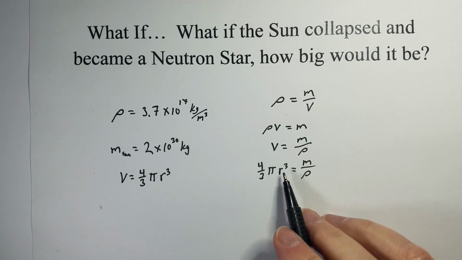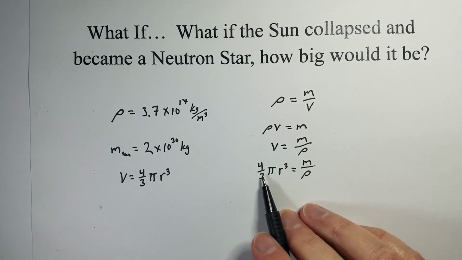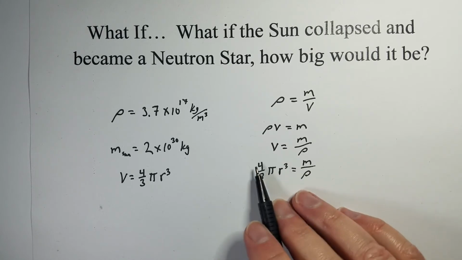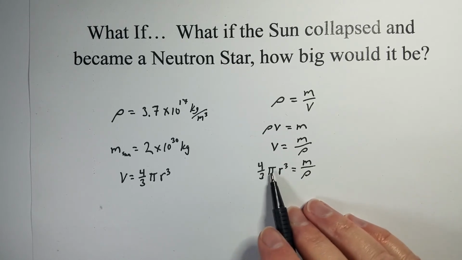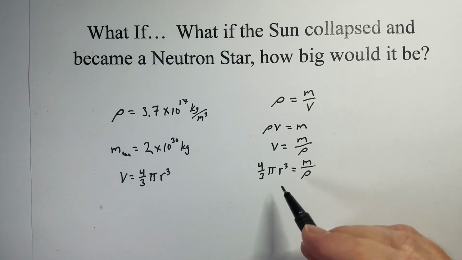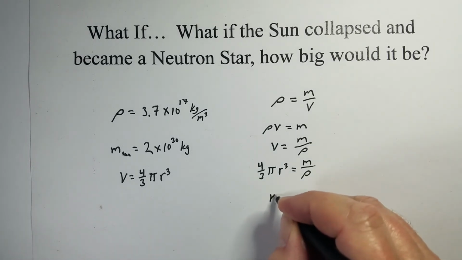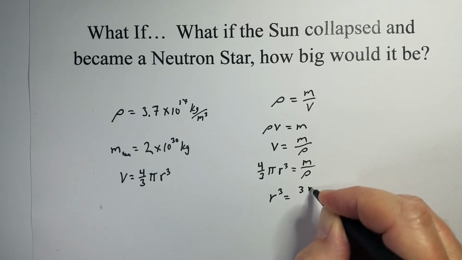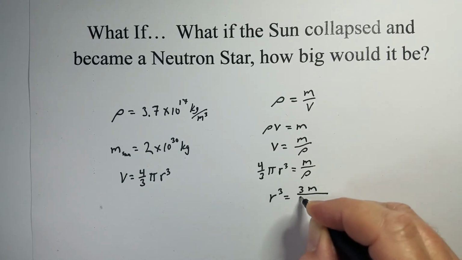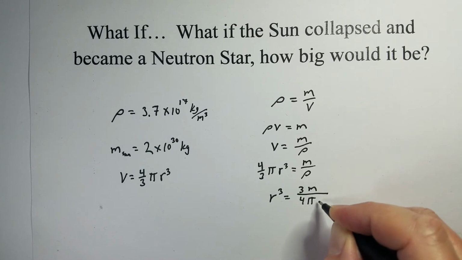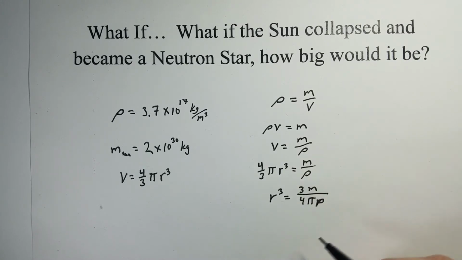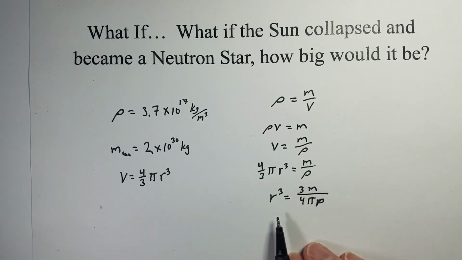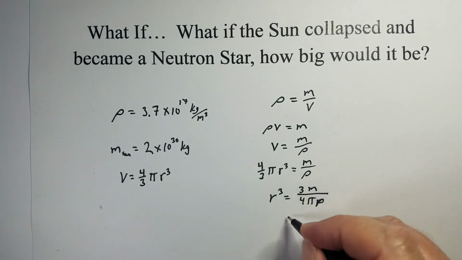I need to solve for r, so I need to move this stuff over. So when I switch these over, this will actually flip. 3 will come up top, 4 will be on the bottom, and we'll have to divide by pi as well. So it looks something like this. R cubed equals 3m over 4 pi rho. Now I've got these numbers that I can plug in, and we can figure out what the radius is.